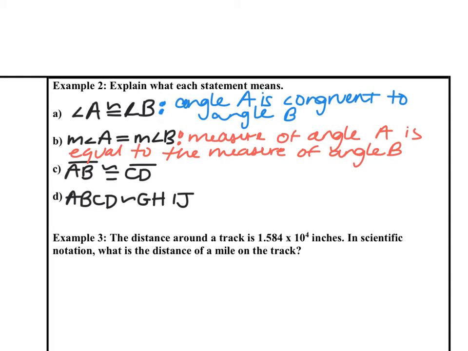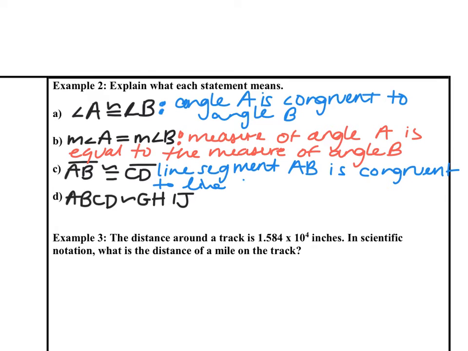Moving right along. These two actually describe line segments. So the points at either end are A and B, or C and D. So this says that line segment AB is, and that's the congruent symbol, congruent to line segment CD.